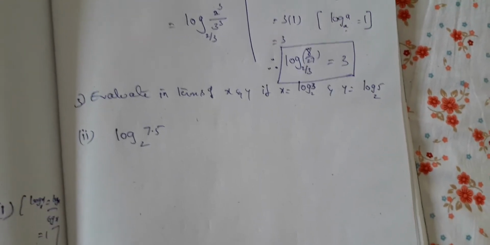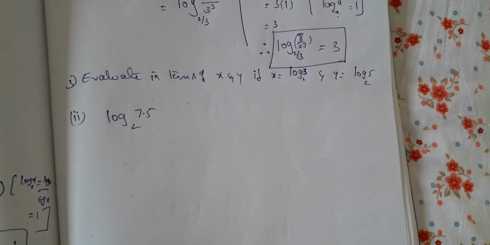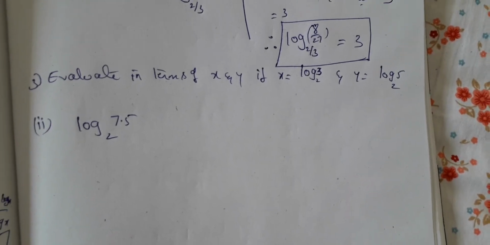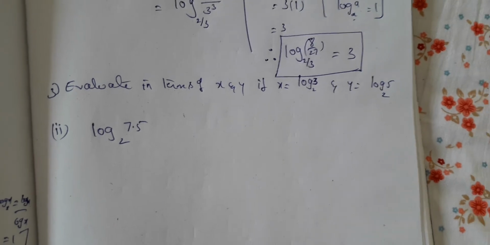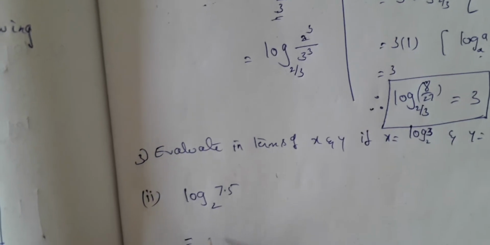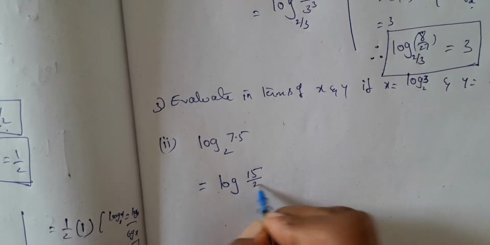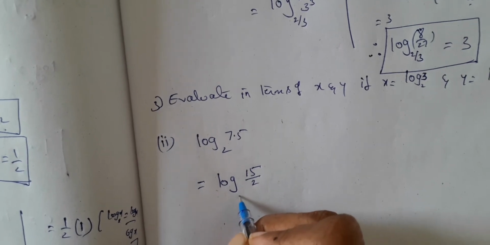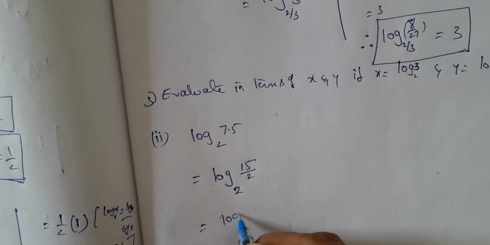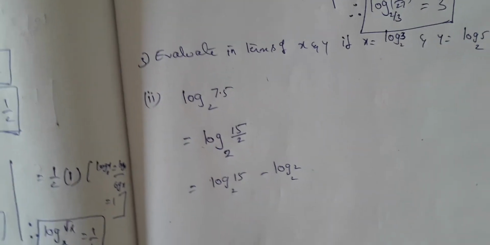Now, next one. Evaluate in terms of x and y. That is the third problem from 1.5. If x is given to be log 3 base 2 and y is given to be log 5 base 2. I am taking the second one here: log 7.5 base 2. Very easy. Log 7.5 can be written as log 15 by 2. 15 by 2 is 7.5, is it not? Base 2 as it is I am leaving. So therefore that is log 15 minus log 2, where the base is common in both.